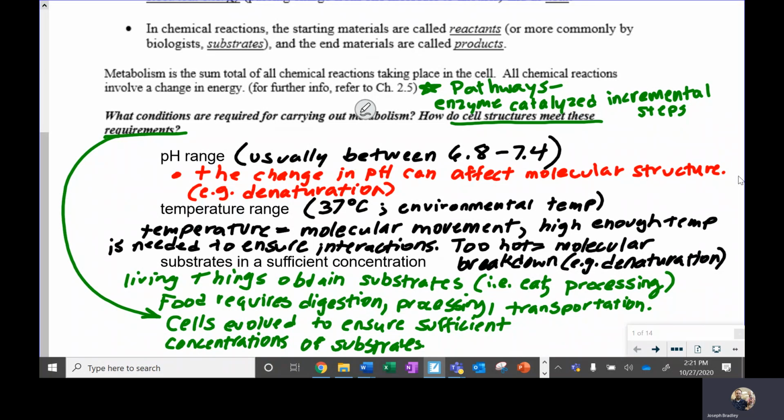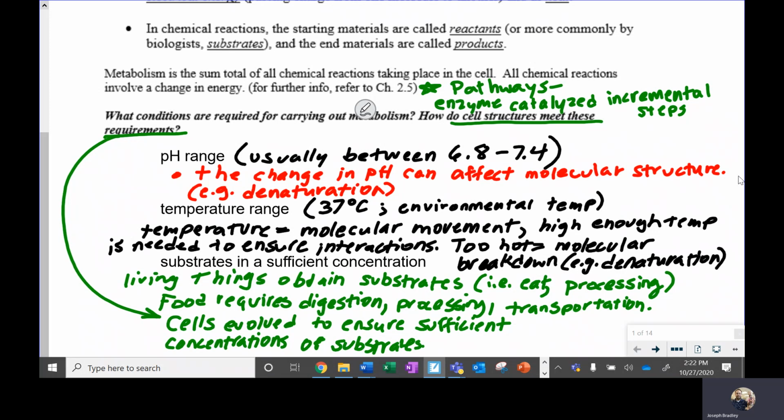They require a specific temperature range. For us, that's 37 degrees Celsius, thereabouts, or environmental temperature. Temperature is a function of molecular movement, and a high enough temperature is needed to ensure interactions. If it's too hot, there can actually be molecular breakdown. If it's too cold, the molecular movement is too slow for interactions to occur, and therefore you don't break the bonds that you're supposed to break.